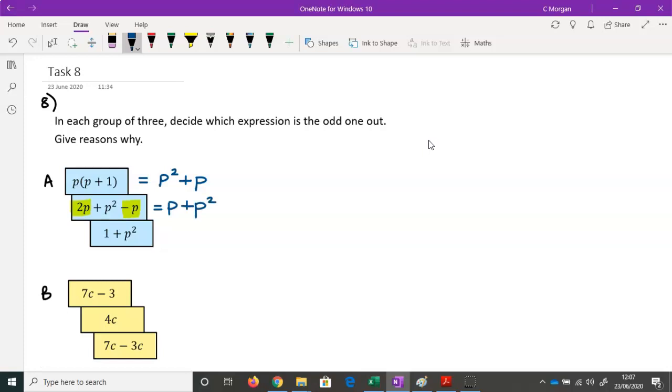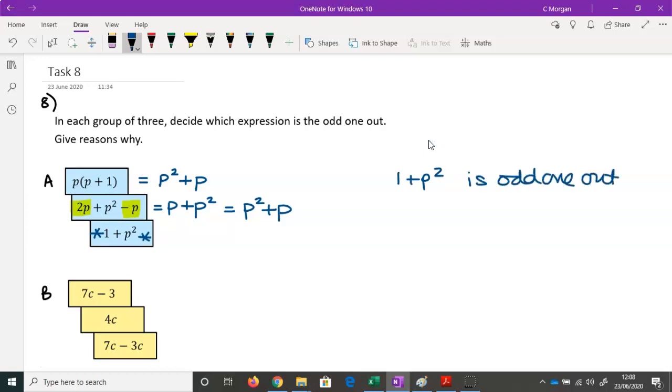Now those two expressions are the same, but 1 add p squared is definitely the odd one out because it's different. Because of course the other two are both p squared add p. It doesn't matter which way round you write them. So 1 add p squared is the odd one out.